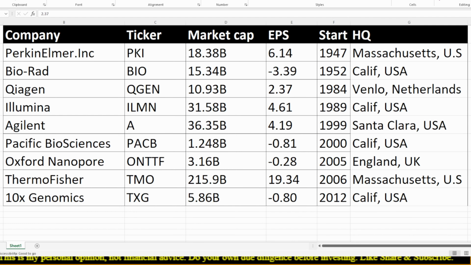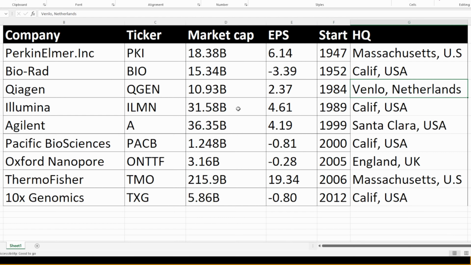The second company is Bio-Rad. And if you look at Bio-Rad, the ticker symbol is BIO. 15.34 billion is the market cap. EPS is minus 3.39, established in 1952 in California, USA. And the next company I have in my list is QGen. QGen is the ticker symbol. 10.93 billion is the market cap. 2.37 is the EPS. 1984 is the year of its establishment. And this is a Netherlands-based company.